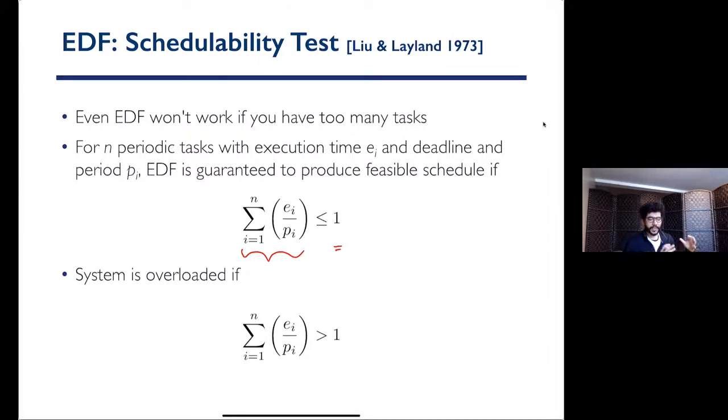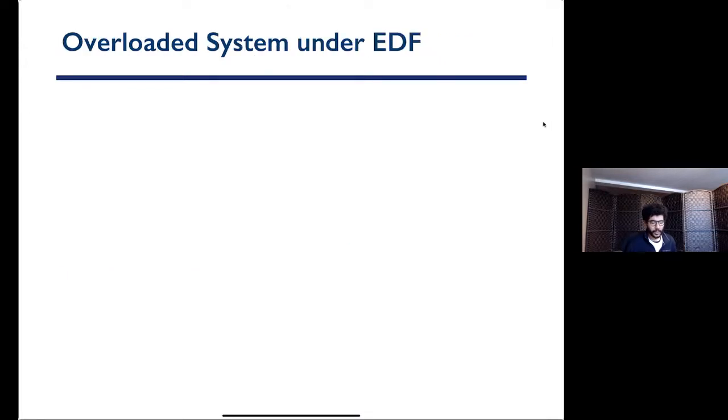And if it is the case that the sum is more than 1, then the system is overloaded. So once the system becomes overloaded, meaning that you have more tasks than your CPU is able to run, well, EDF cannot do anything. But unfortunately, EDF starts behaving weirdly when overloading happens. So let's look at an example where EDF doesn't do what we would expect it to do when the system is overloaded.